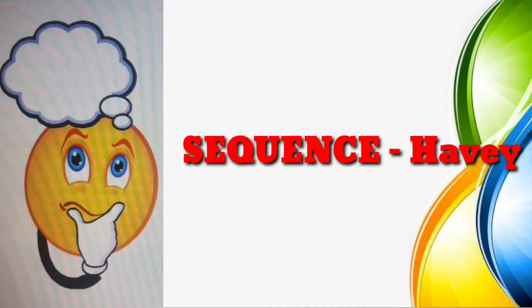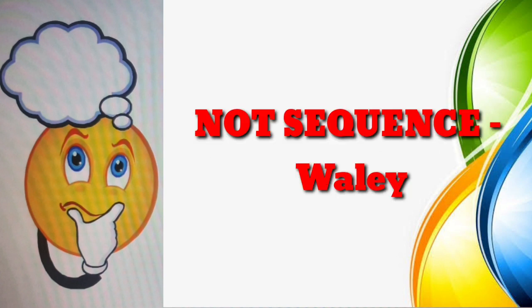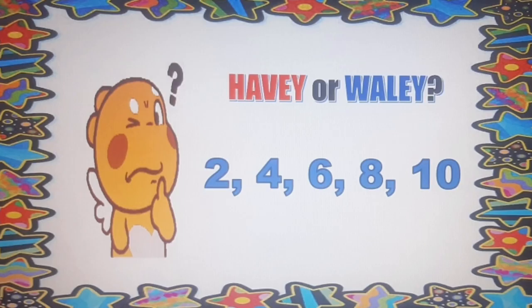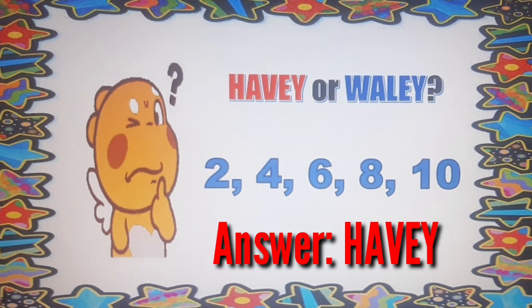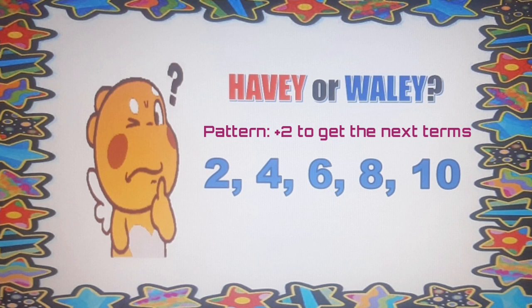Now, I want you to determine whether the following represents a sequence or not a sequence. If it is a sequence, I want you to tell me "have", and if it is not a sequence, you give me "wala". So let's start with number 1. The given are 2, 4, 6, 8, 10. Is that have or wala? Yes, it is a sequence, so therefore the answer is have. And the pattern is just to add 2 in order to get the next term.